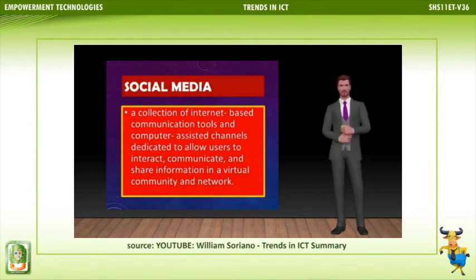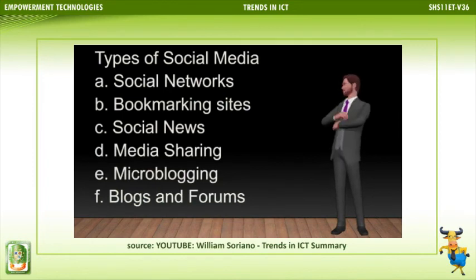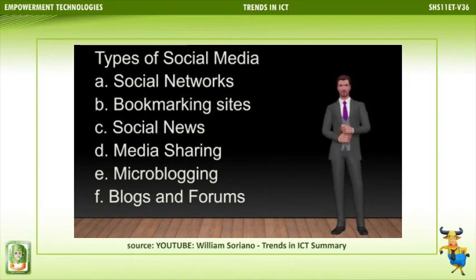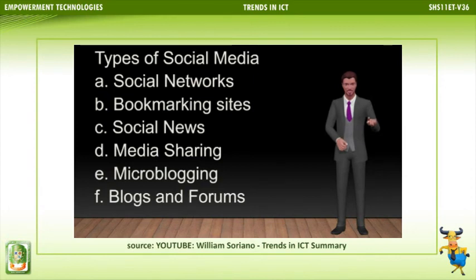There are 6 types of social media. We have A. Social network. B. Bookmarking sites. C. Social news. D. Media sharing. E. Microblogging. And F. Blogs and forum. Let us explore these types of social media before we proceed to the next trend in ICT.